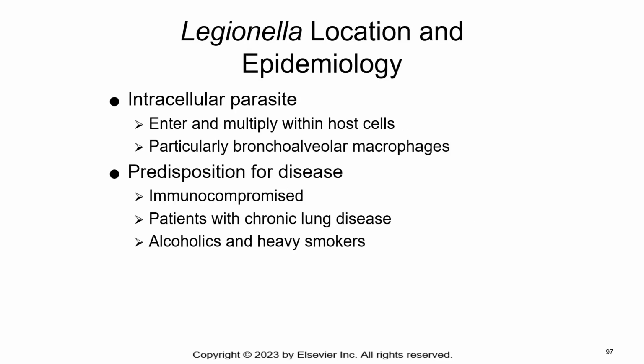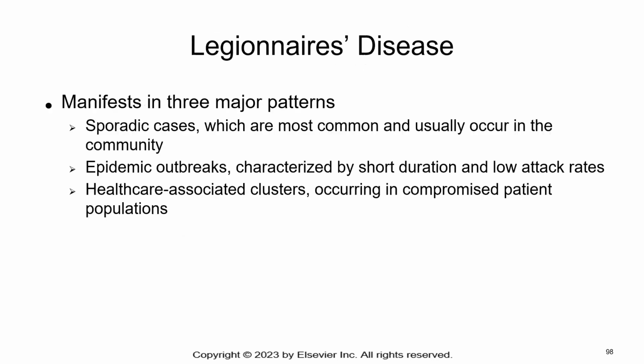So intracellular parasite enters and multiplies within host cells, particularly bronchoalveolar macrophages. Predisposition for disease includes immunocompromised, patients with chronic lung disease, alcoholics, and heavy smokers. It manifests in 3 major patterns: sporadic, epidemic outbreaks, and healthcare-associated clusters.